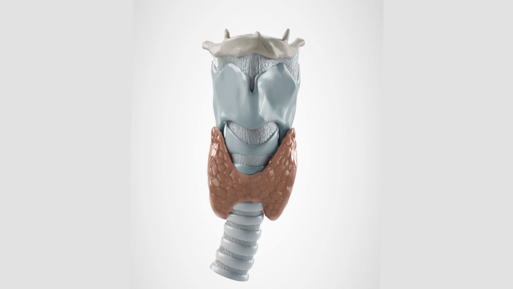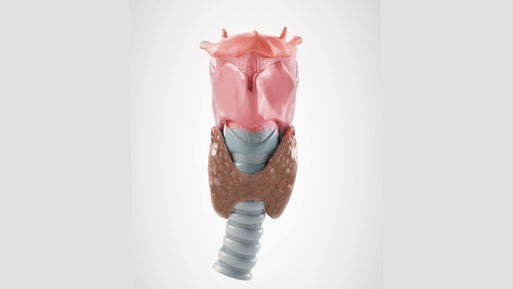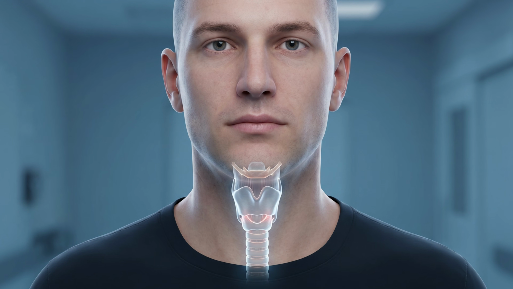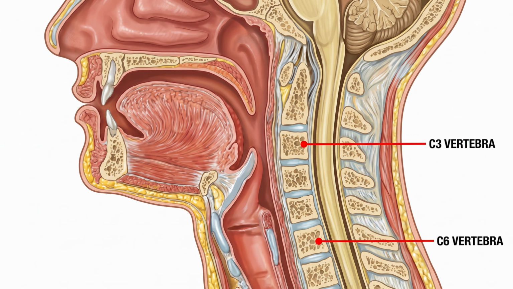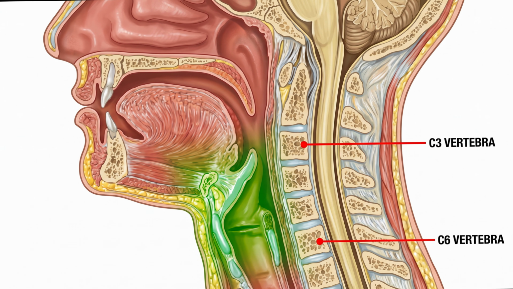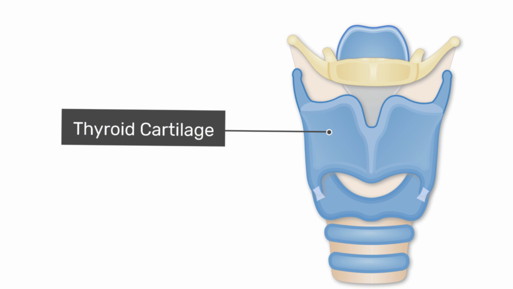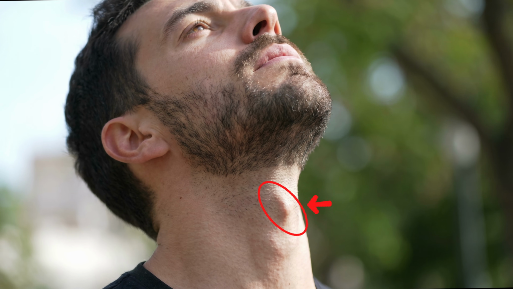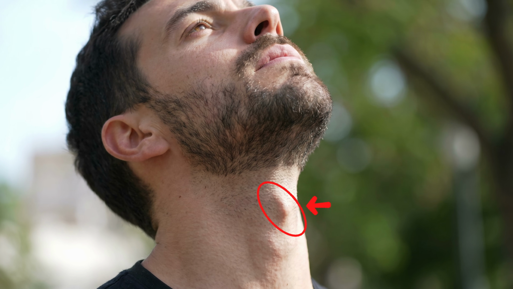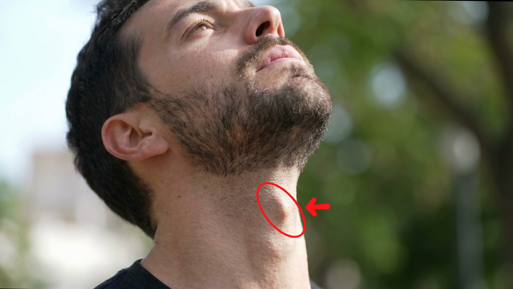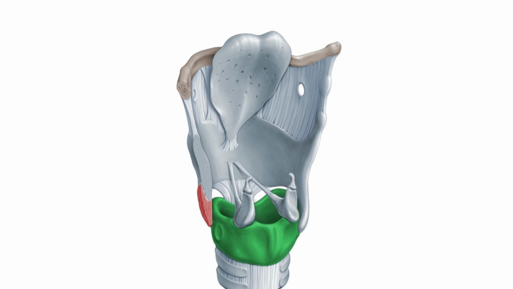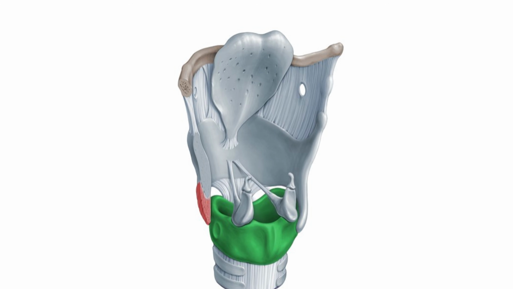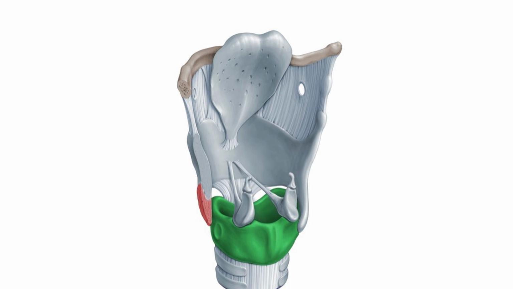Larynx. From the laryngopharynx, air enters the larynx. The larynx is a rigid structure made up of multiple cartilages. It is located on the anterior, meaning front, side of the neck, and is at the level of the C3 to C6 vertebrae. The largest cartilage of the larynx is the thyroid cartilage. This is the structure that appears as a prominent bulge at the front of the neck, which we commonly call the Adam's apple. Below the thyroid cartilage is the cricoid cartilage. It is shaped like a complete ring and forms the base of the larynx.